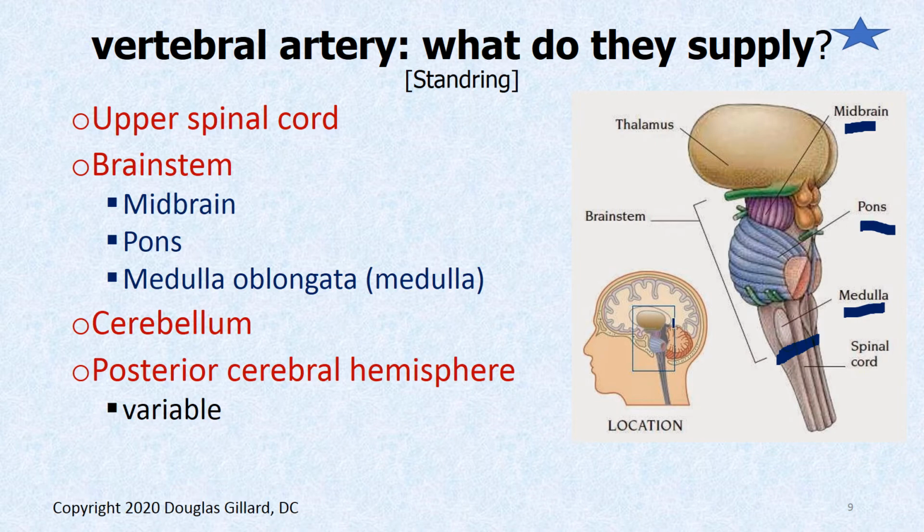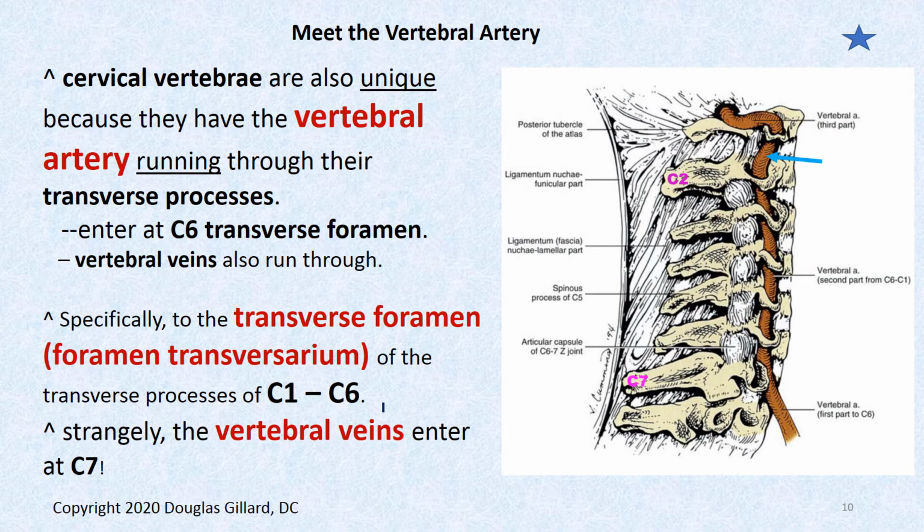Let's see, what else do they supply? So definitely the brainstem, the upper spinal cord, the cerebellum, and the posterior cerebral hemispheres can be variable. And here's just another picture of the vertebral artery going up. Remember, when it comes out of the C2 transverse foramen, it gets a name change, and that becomes V3 at that point. See it going into the, well, it's not really the dura, but once it goes into the dura, it becomes V4. Okay, I think we covered all that.